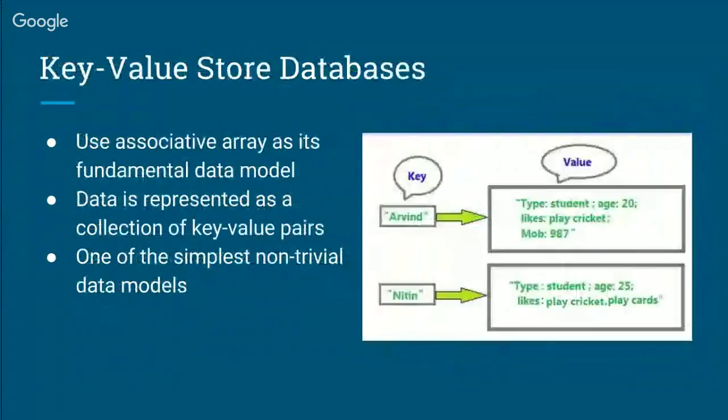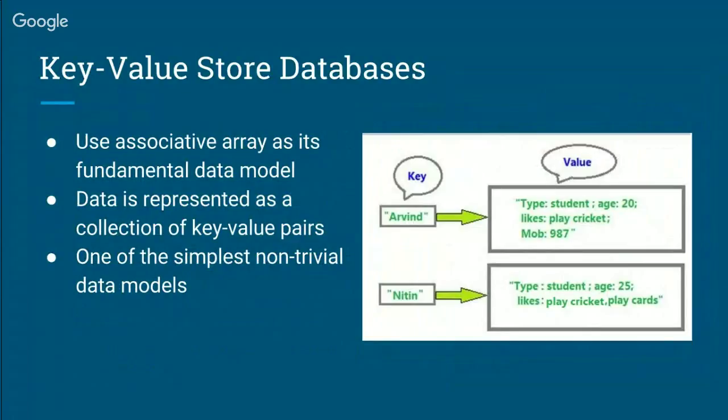Key value store databases. They use an associative array as its fundamental data model. Data is represented as a collection of key value pairs. It is one of the simplest non-trivial data models. To the right is an example of a key value pair.